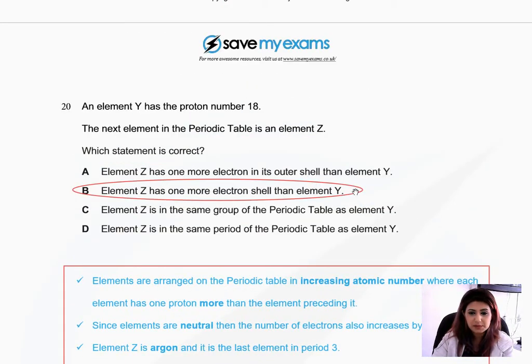I think we have a similar question. It has a proton number of 18, so that would be argon. The next one is potassium. Of course, but there is one more electron shell, because argon will be in period 3 and potassium will be in period 4. So one extra shell will be for potassium, where one extra electron goes outside.